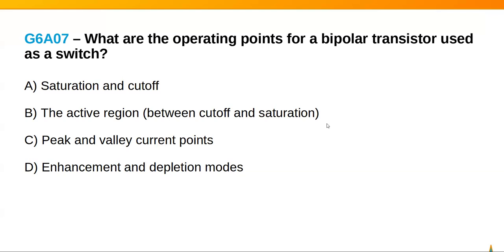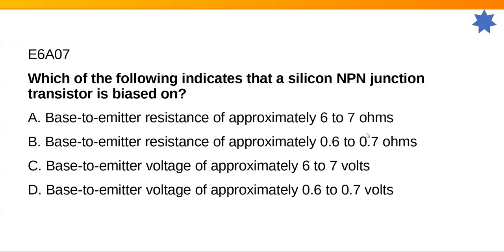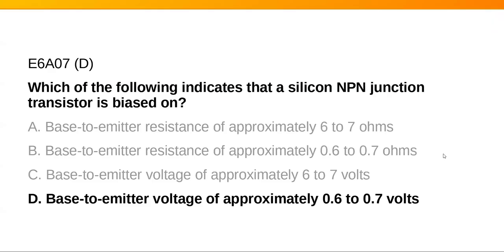So what are the operating points for a bipolar transistor used as a switch? Which of the following indicates that a silicon NPN junction transistor is biased on? Remember, resistance is not a factor. At least not in this question. Yeah, go. Yeah. 0.6 to 0.7 volts if it's silicon, and it said silicon.